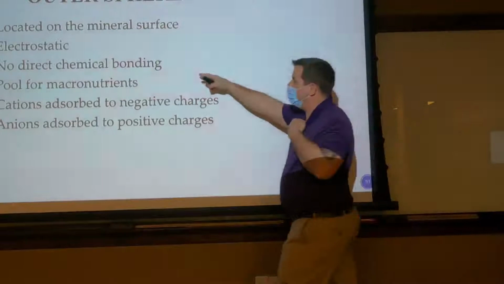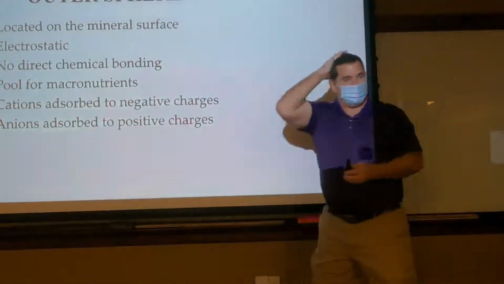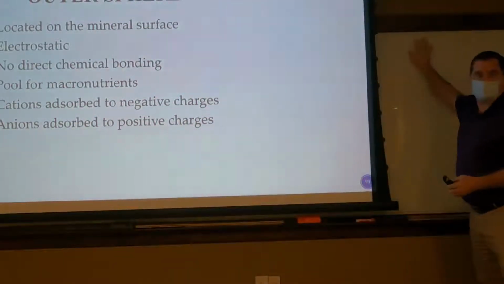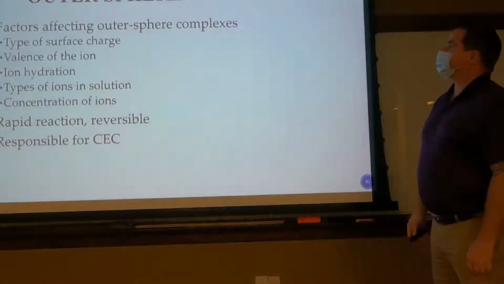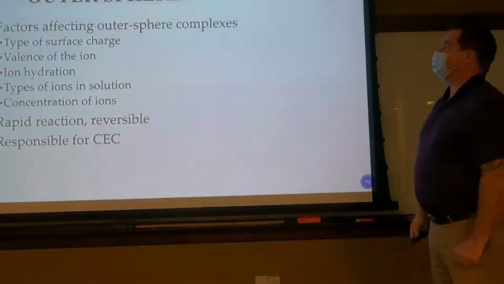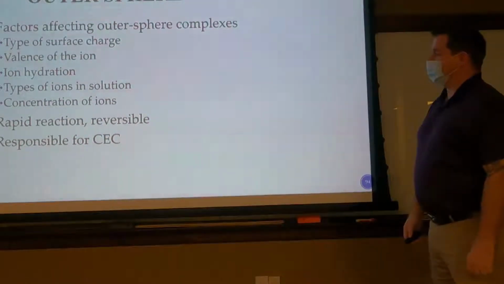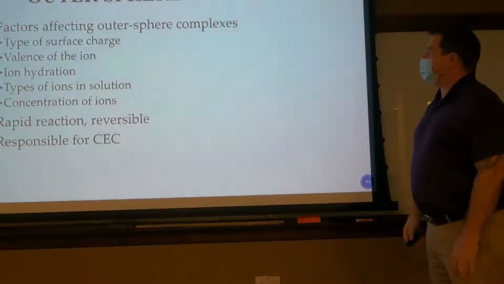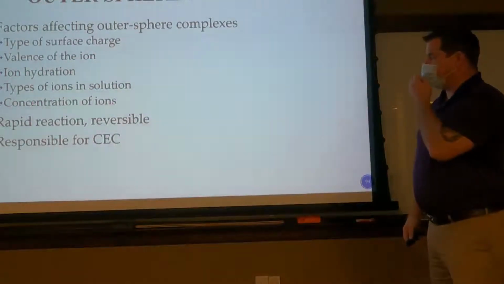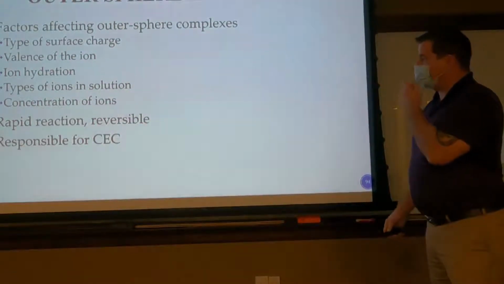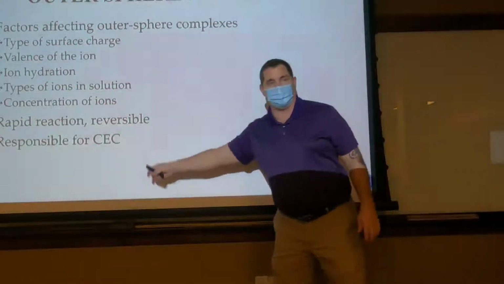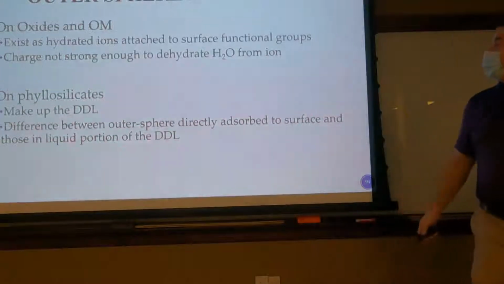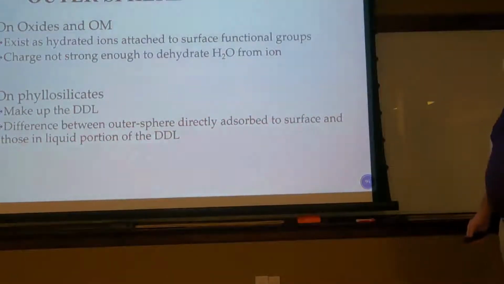No direct chemical bonding. It's the electrostatic. It's where you rub the balloon against your head, put it up against the wall. Eventually that will stop. We discussed some of the things that were affecting our outer sphere complexes: ion hydration, the valence, the concentration, and this is responsible for our CEC. We kind of went over the diffuse double layer.